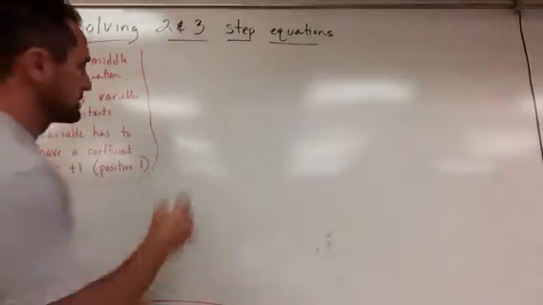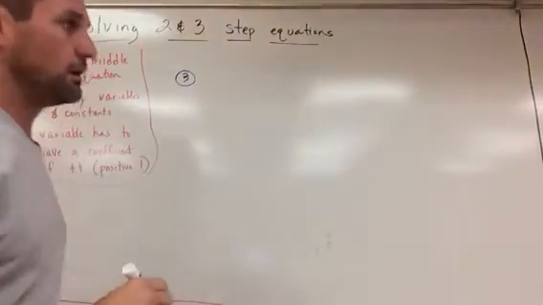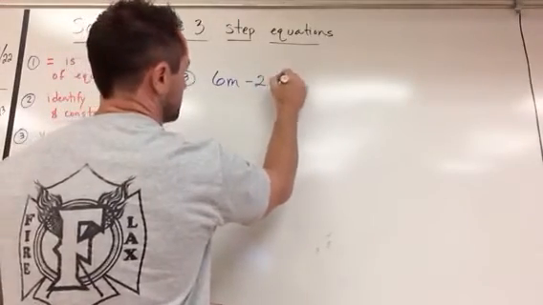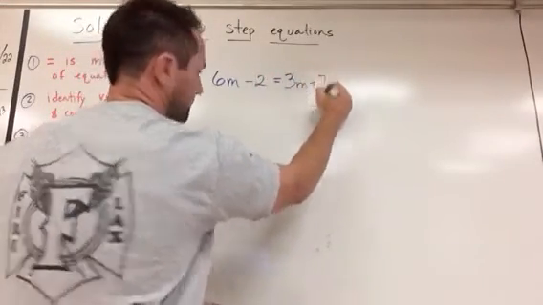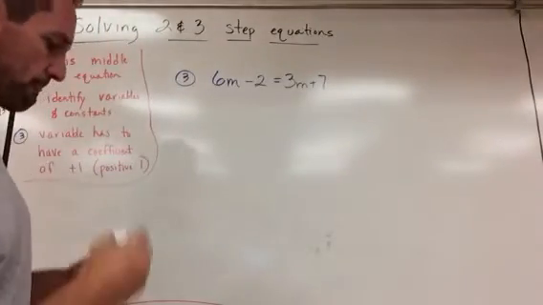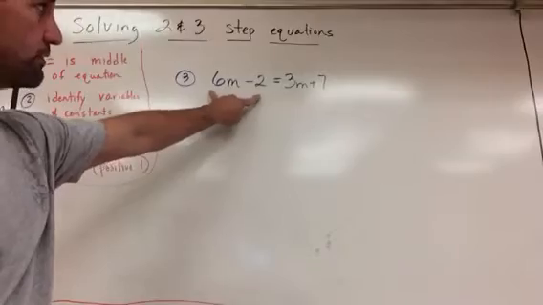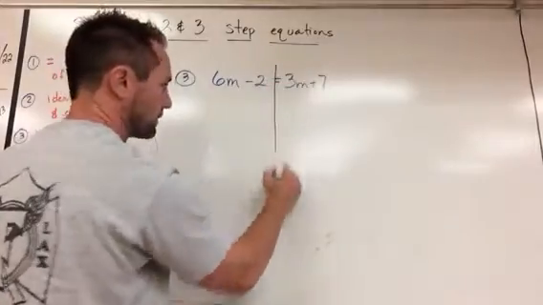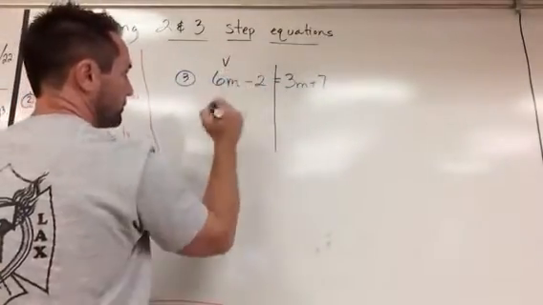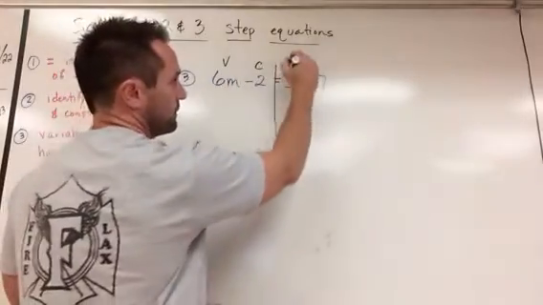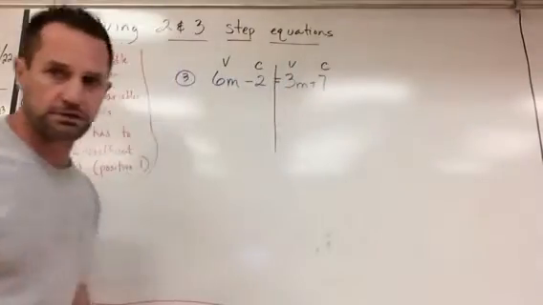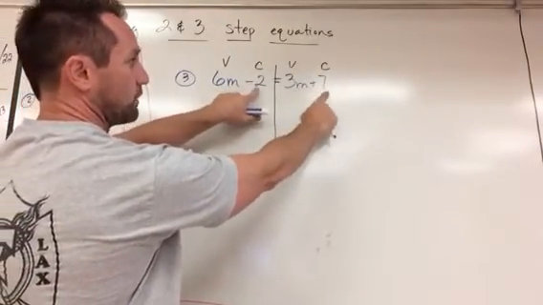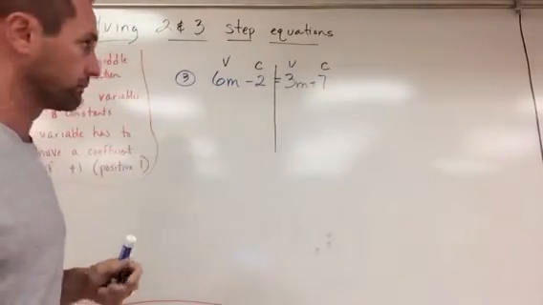The next example, example 3, is this. 6m minus 2 is equal to 3m plus 7. Okay? So, now we have 2 terms on the left, 2 terms on the right. Okay, let's draw the line down the middle. Let's say we have a variable for our 6m, a constant for our negative 2, variable for our 3m, and a constant for positive 7. Okay, so I know that I can combine my 6m's and 3m's, and those are like terms, and negative 2 and 7 are like terms.